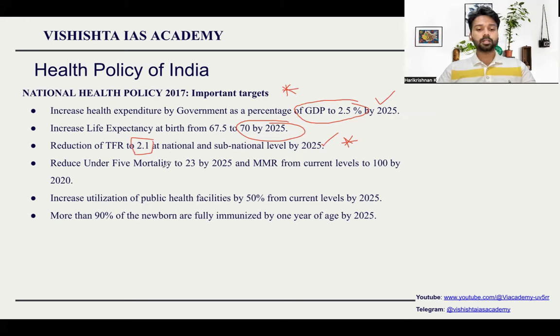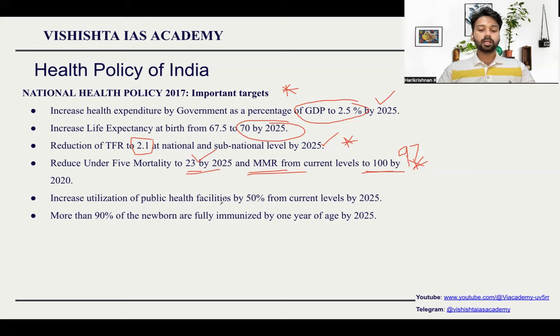Reduce under 5 mortality to 23 by 2025. We have not reached it yet. We are on track. And the maternal mortality rate should be less than 100 by 2020. This has already been achieved. At present, in 2021, it was 97. So we have already achieved it, but we have not achieved the under 5 mortality target. We are still working on it.